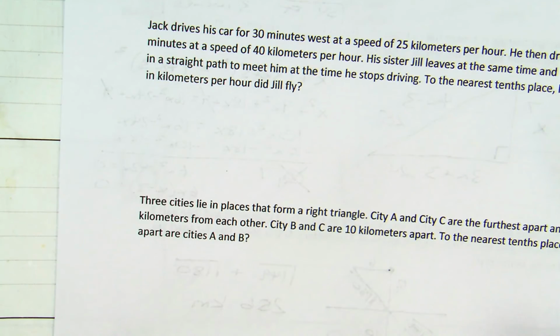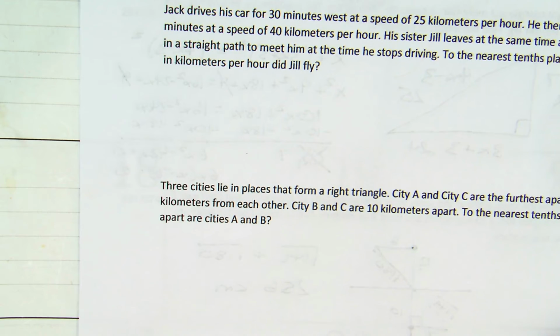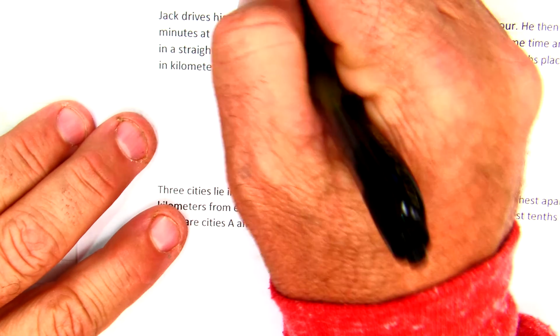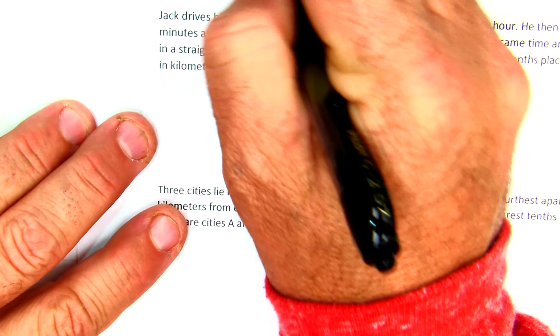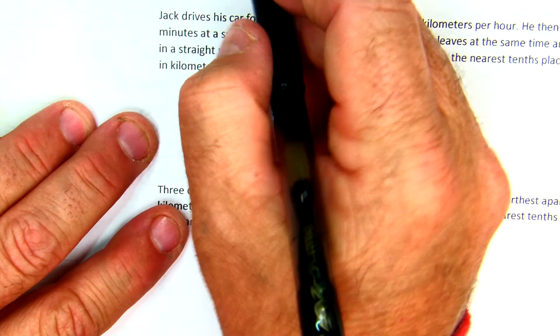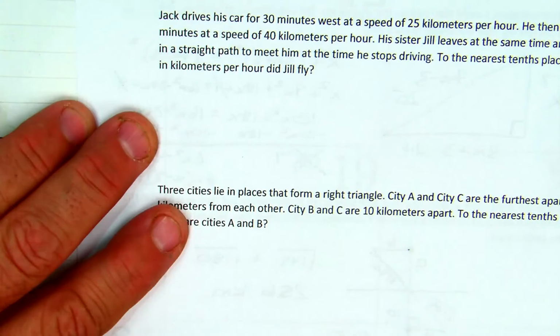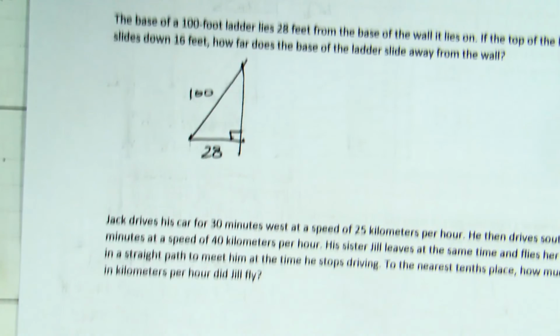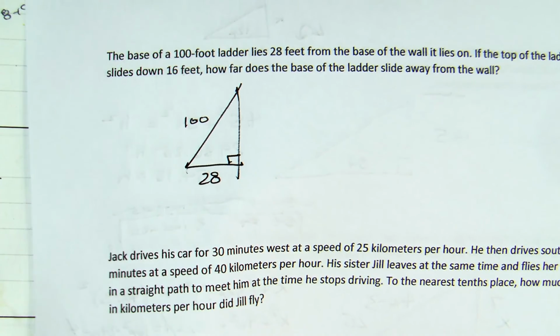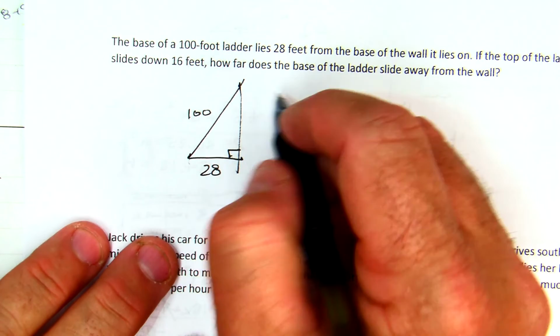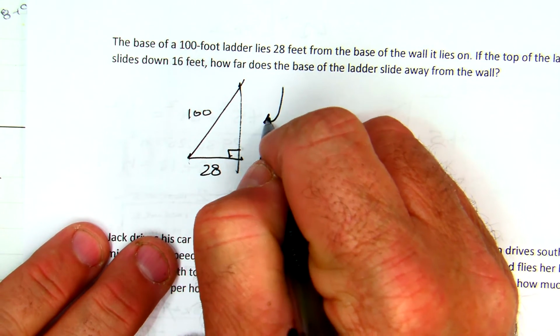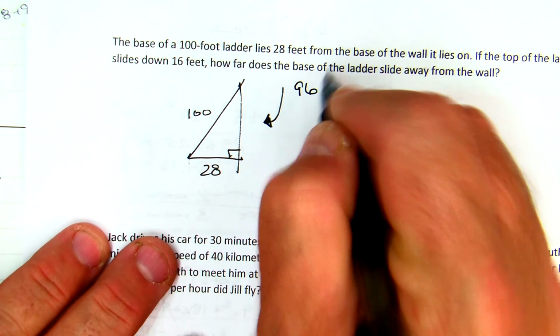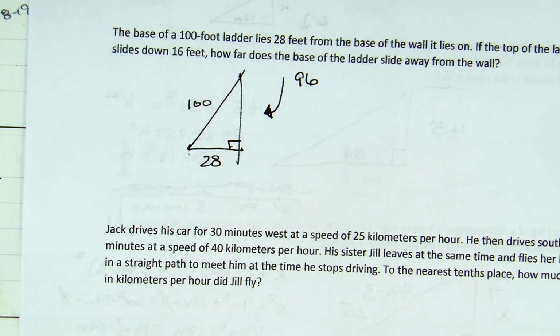Alright, the next one. The base of a 100-foot ladder lies 28 feet from the base of the wall it lies on. So we've got a ladder that's 100 feet long. The distance between their bases is 28. Alright, so then we're going to use Pythagorean theorem for the triples. A squared plus b squared equals c squared. That comes out to be 96, that height on the wall.